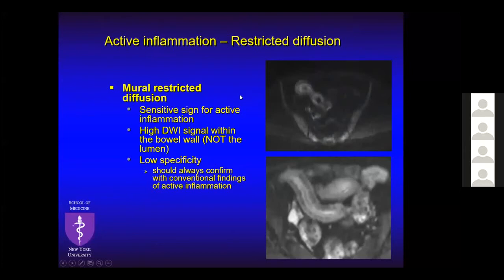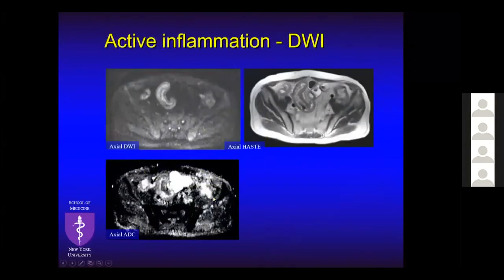What about restricted diffusion? It's sensitive for active inflammation, but unfortunately the bowel has a long memory. Sometimes you will see mildly high signal on these high B values, and sometimes this will persist even after the disease has gotten better, which is why we're not so great for mild disease. So it's not really specific. You need to have other markers of active inflammation. And again, this is active inflammation. It's bright on high B value, and somewhat low on ADC here.